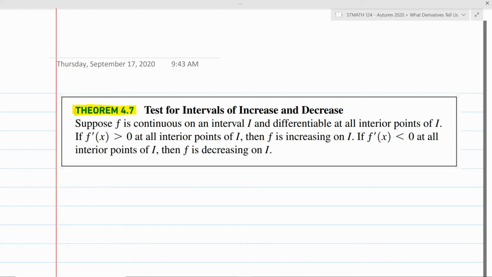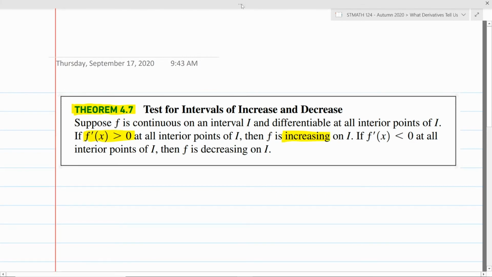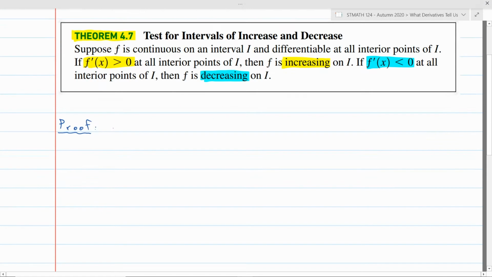If you know that the derivative is positive at all the points in that interval, then you know your function is increasing, and if the derivative is negative, then your function is decreasing on that interval. Now maybe we can see why this is true by looking at a proof of it. So we'll start off by supposing what the hypotheses are.